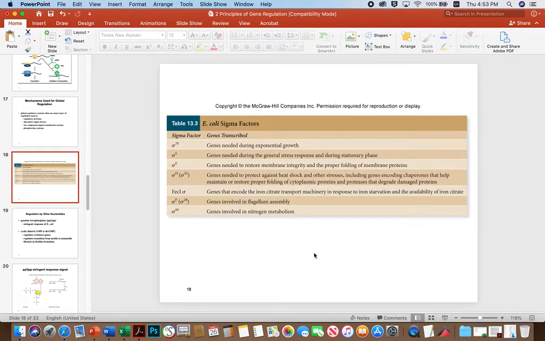Here's a list of E. coli sigma factors. And remember that sigma is one of the components of the RNA polymerase complex in prokaryotes. And so you can see a variety of different sigma factors, like sigma F, for example, will associate with RNA polymerase and drag RNA polymerase specifically to promoters of genes involved in flagellum assembly.